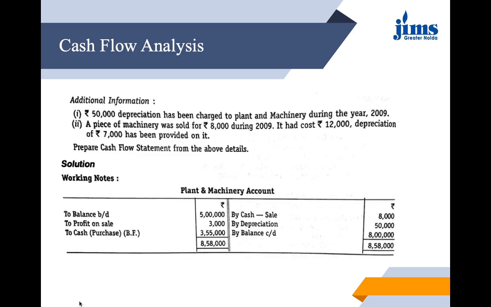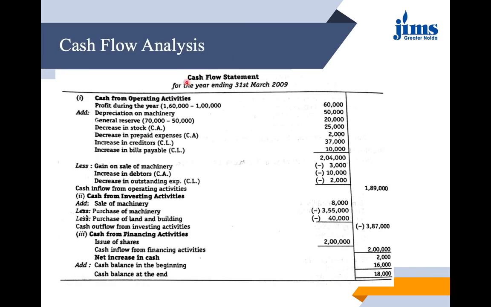Now let us have a look at how to draw the cash flow statement in that case. We will begin with cash from operating activities only. For that, profit during the year is considered as 60,000. We do have certain non-cash expenses to add, that is depreciation on machinery 50,000 and general reserve 20,000. Then we need to have a look at current liabilities and current assets. Under that, decrease in current assets and increase in current liabilities are added up. So we do have decrease in stock and prepaid expenses and increase in creditors and bills payable. Finally, the amount comes out as 2,04,000.